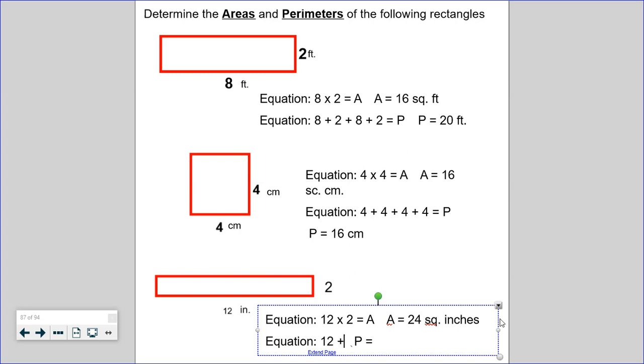All right, how about perimeter? We're going to add 12 plus 2 plus 12 plus 2, and that's going to equal the perimeter. What is 12 plus 2 plus 12 plus 2? 28, if I did it correctly, and it would be 28 inches. All right, nice job.